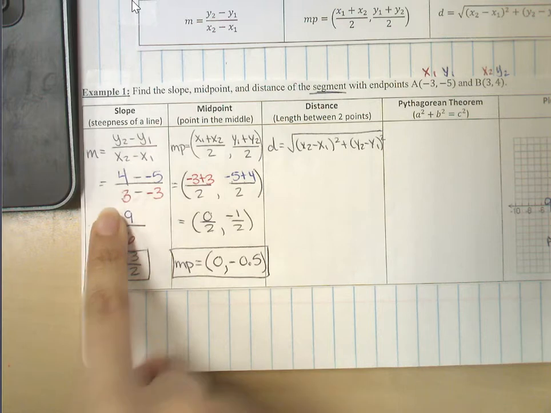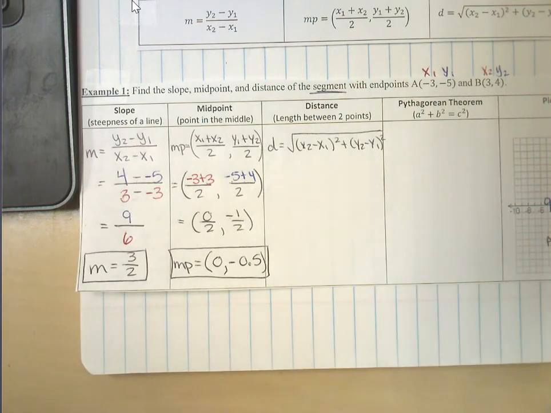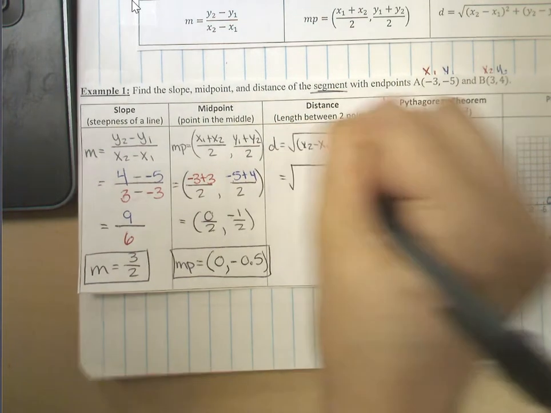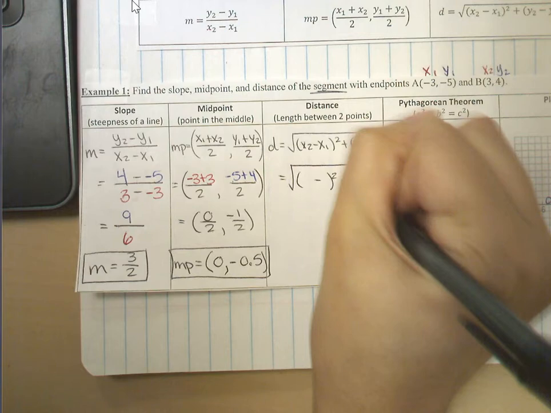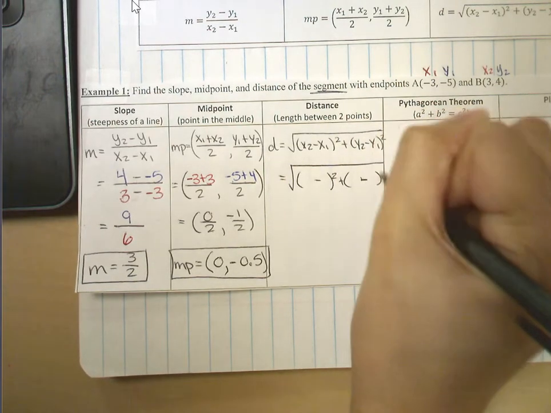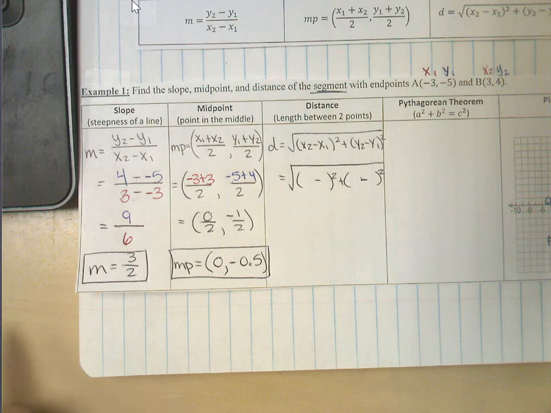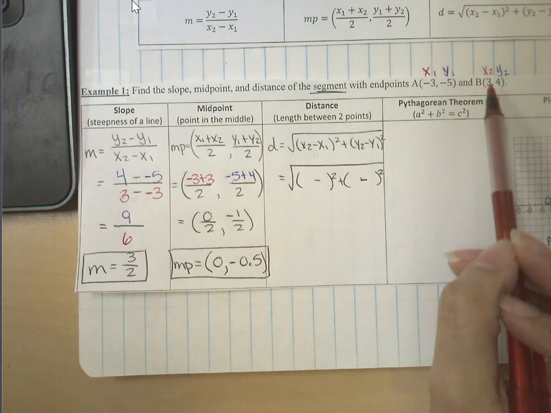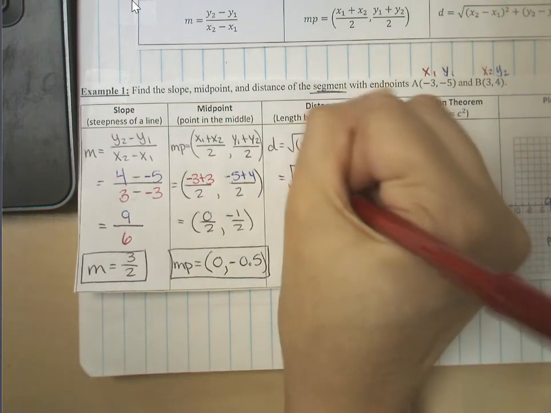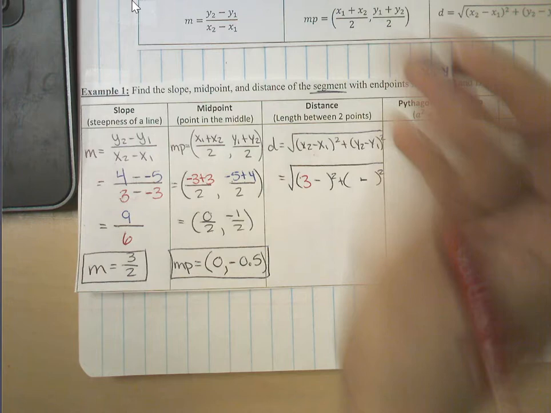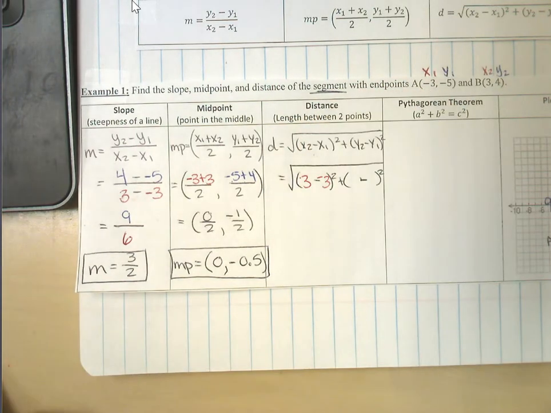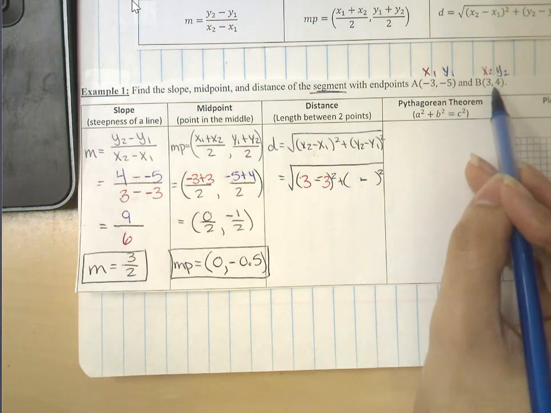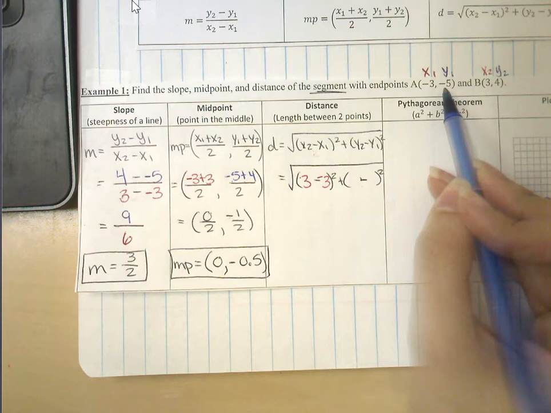Same thing as in my other formulas. All I have to do is plug in my numbers for those letters. I'm subtracting my x values, so this is like the change in x. So my x values are x2 is 3 minus x1 negative 3. And then my y values, I'm subtracting y2 minus y1. y2 is 4, y1 is negative 5.